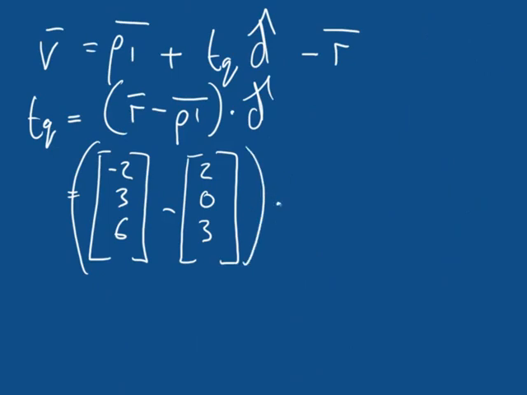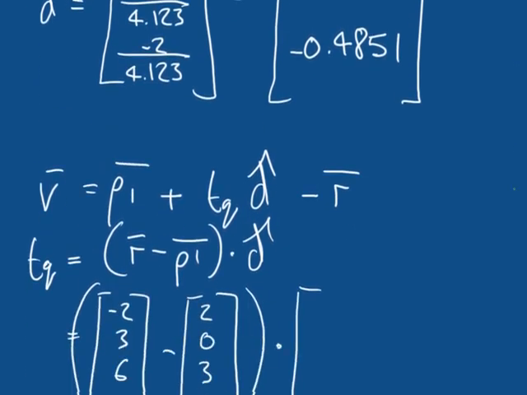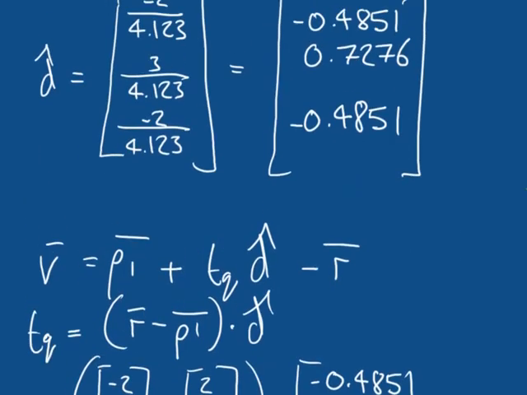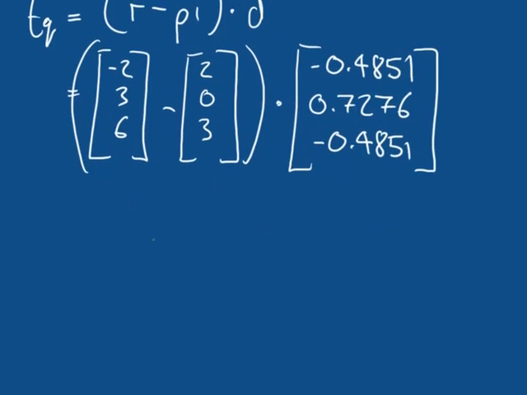And then we're going to dot that with d, and d, of course, is minus 0.4851, minus 0.4851, 0.7276, and minus 0.4851. Fantastic, which is equal to, well, minus 2 minus 2 is minus 4. 3 minus 0 is 3. And 6 minus 3 is 3.